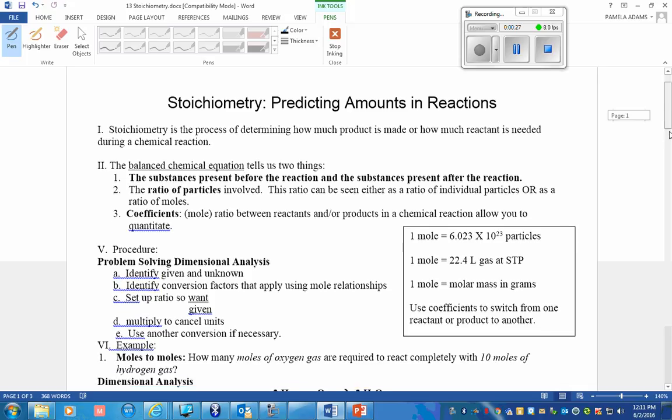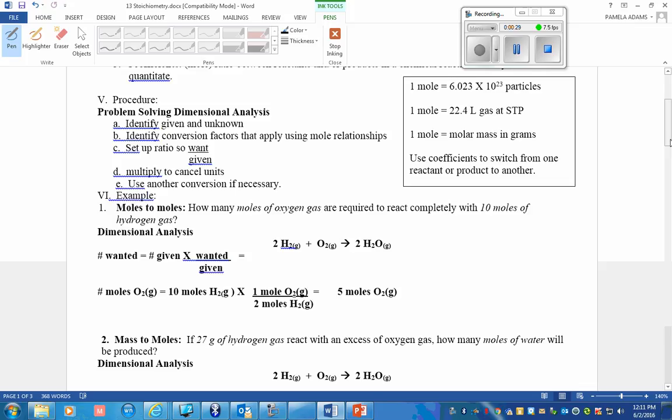So we recall that 1 mole is equivalent to 6.02 times 10 to the 23rd particles, ions, electrons, molecules, atoms. 1 mole is equal to 22.4 liters of gas only at STP, which is a temperature of 0 degrees C and 1 ATM. 1 mole of any substance, ion, electron, is equal to its molar mass in grams.